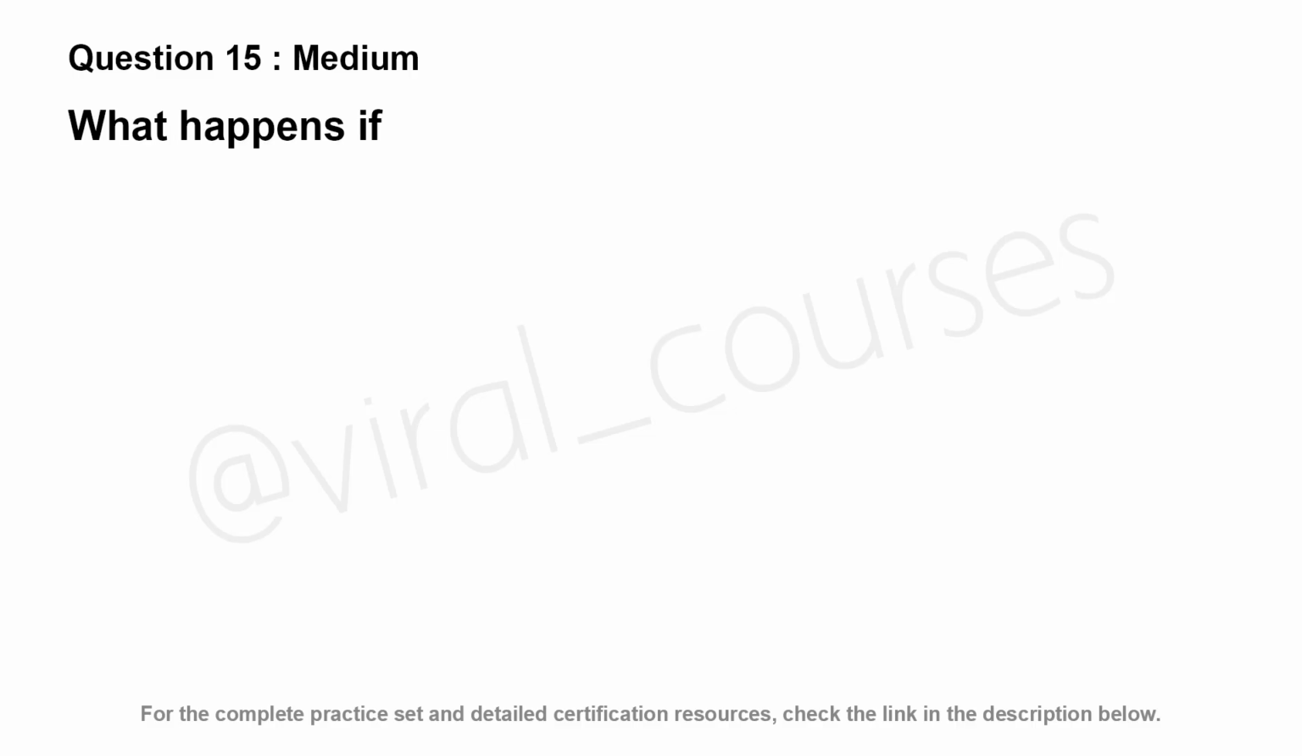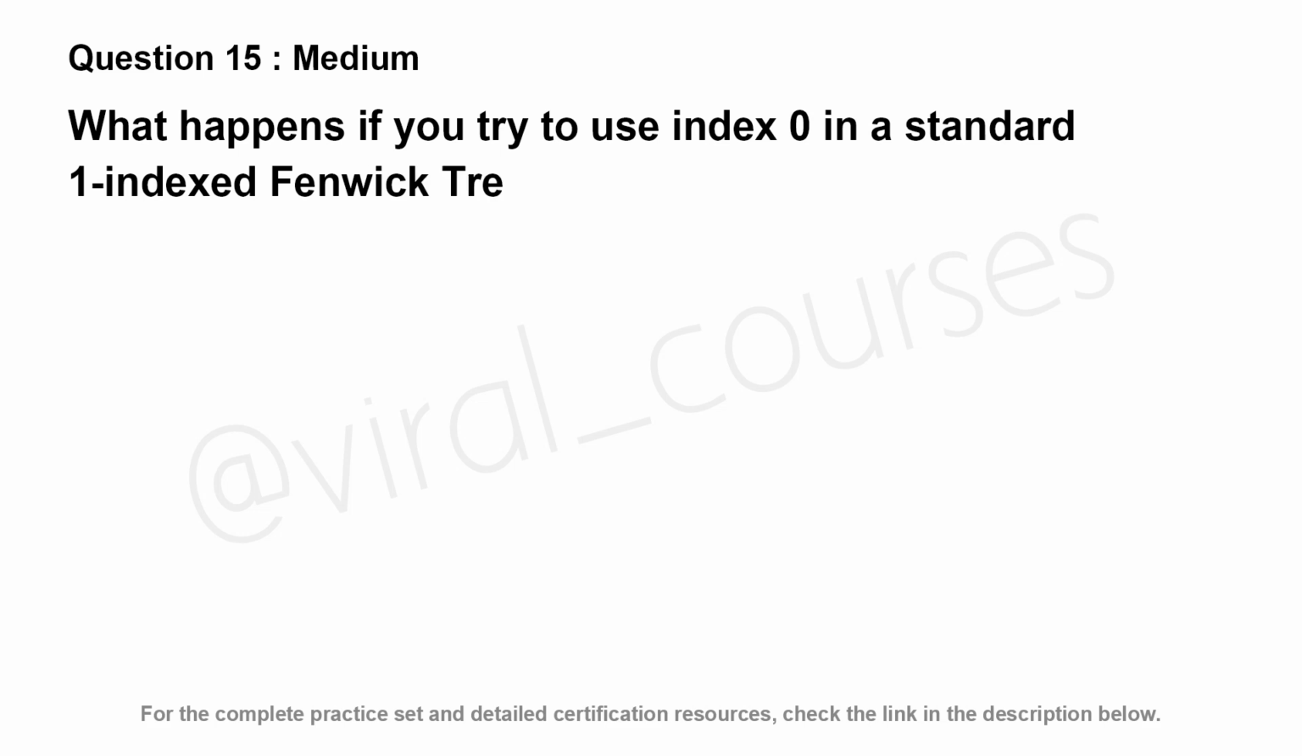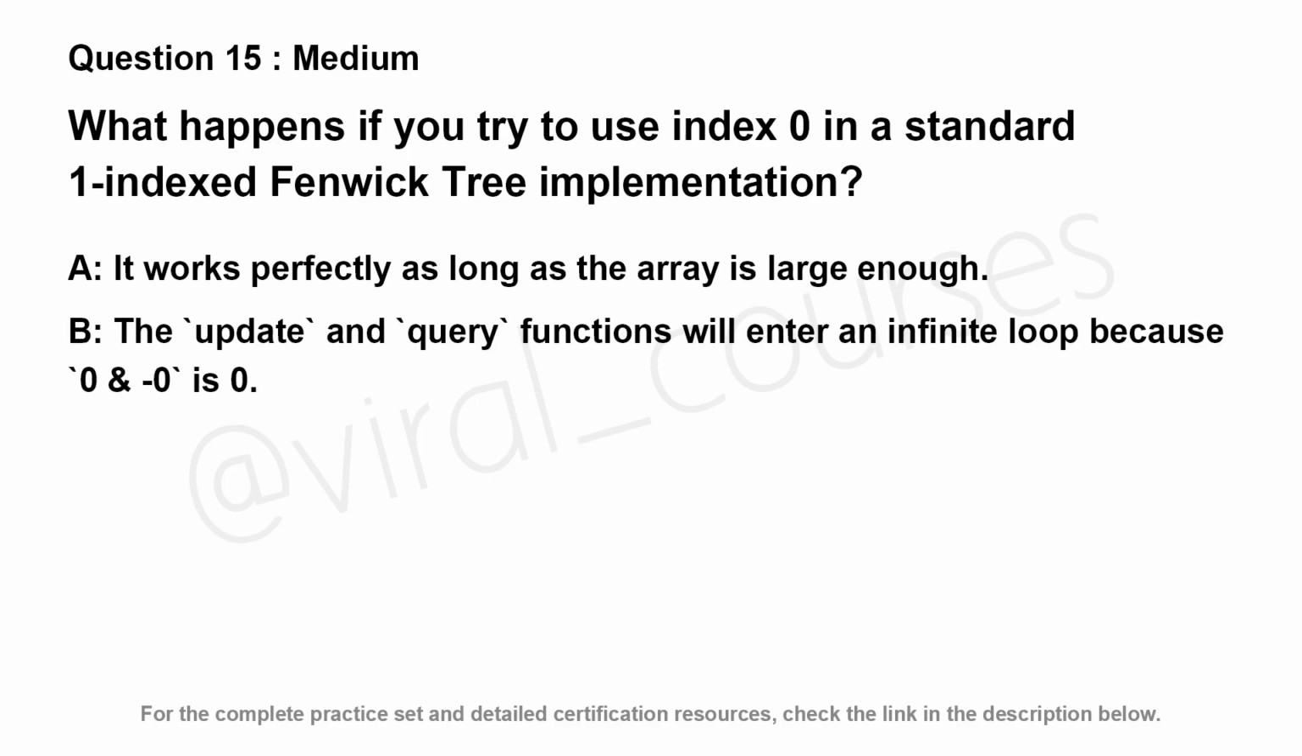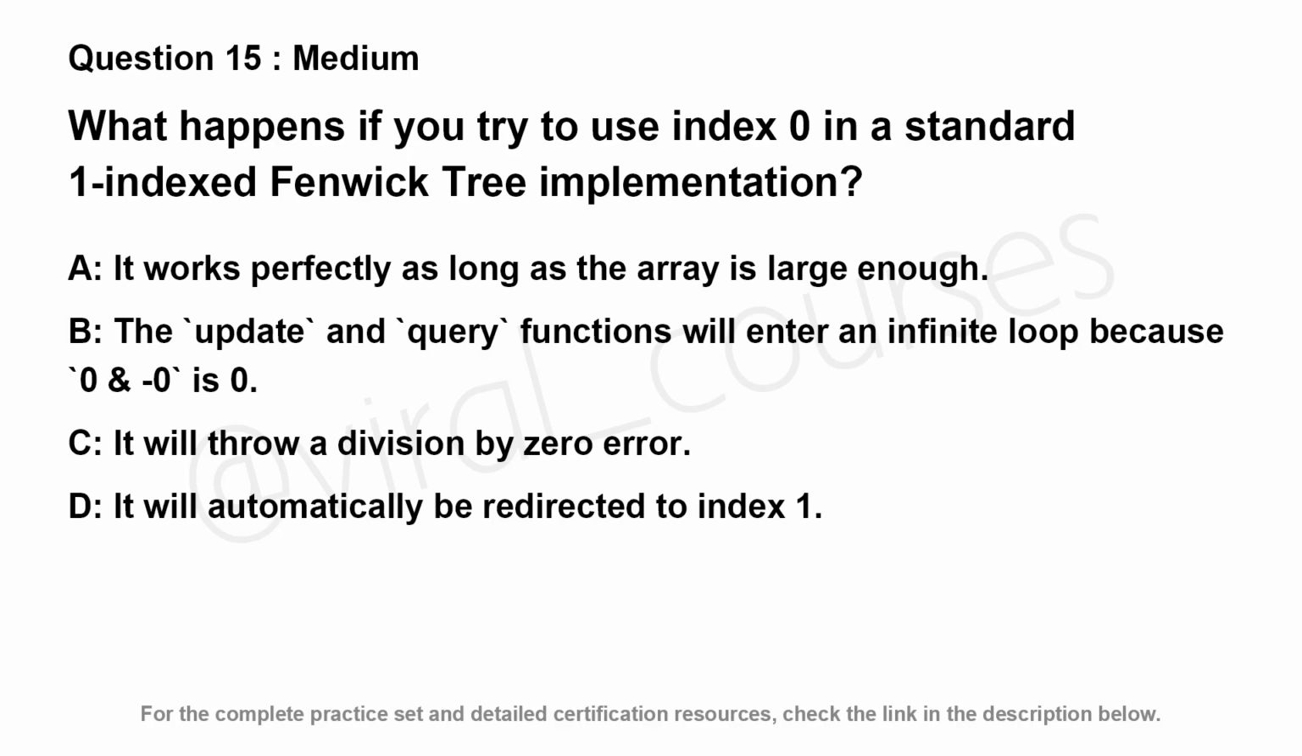What happens if you try to use index 0 in a standard 1-indexed Fenwick tree implementation? Option A. It works perfectly as long as the array is large enough. Option B. The `update` and `query` functions will enter an infinite loop because `0 & -0` is 0. Option C. It will throw a division by 0 error. Option D. It will automatically be redirected to index 1.